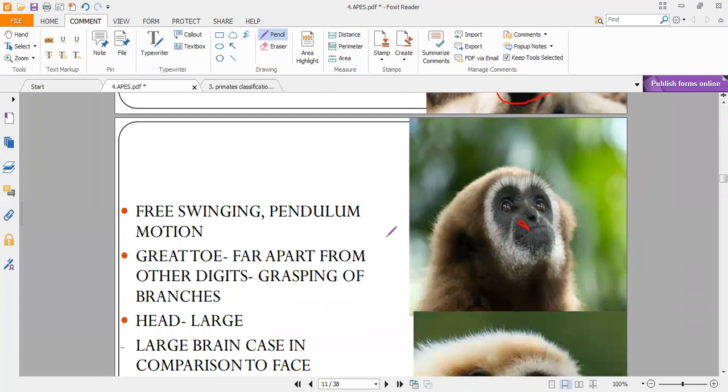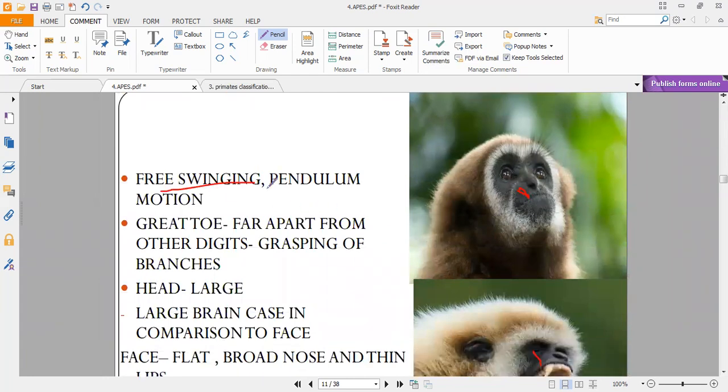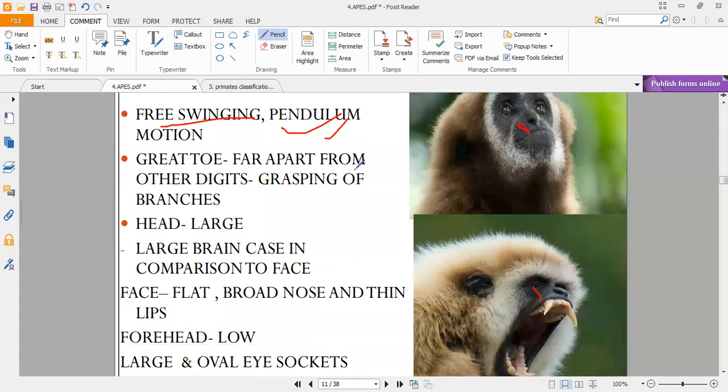If we talk about other features, they can swing on the branches freely, like a pendulum of a clock. They can freely swing because of their very long hands. And if you talk about the toe at the feet, we can find the great toe. The great toe is far apart from the other digits, for grasping branches.